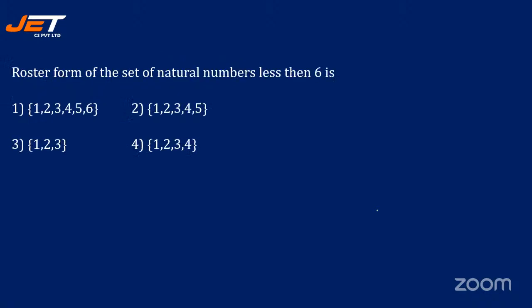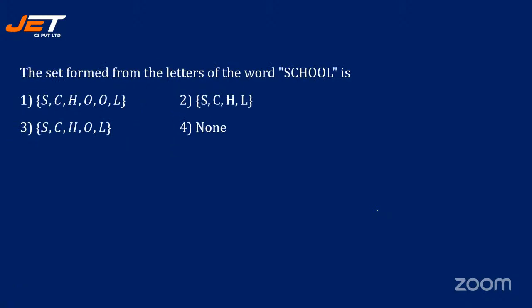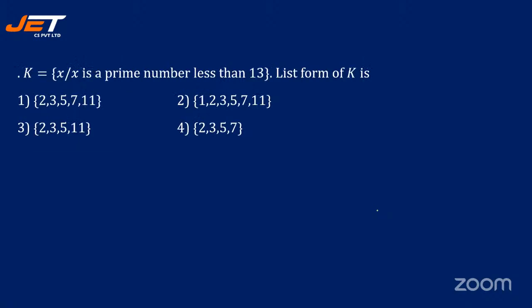A roster form of the set of natural numbers less than 6 is dash. So less than 6 means 1, 2, natural numbers start with 1. 1, 2, 3, 4, 5. That's all. Less than 6 means 6 is not included. The set formed from the letters of the word school is dash. S, C, H, O, L. Because O shouldn't be repeated. K is the set of x such that x is a prime number less than 13. List form of K is dash. So less than 13 means 2, 3, 5, 7, 11. That's all. So 11 is the last prime number which is less than 13.